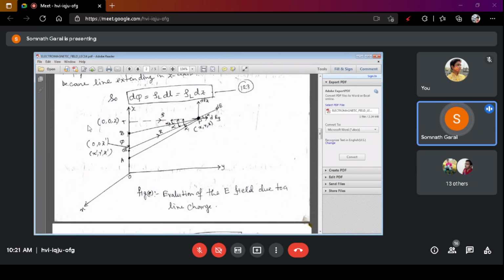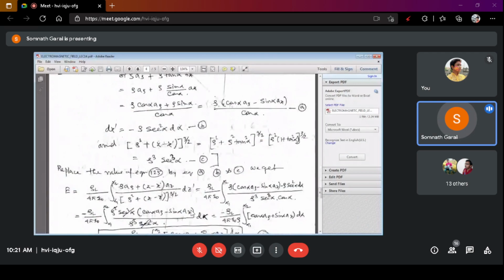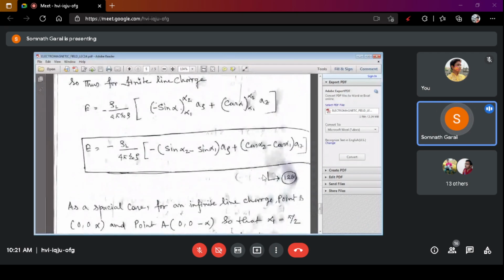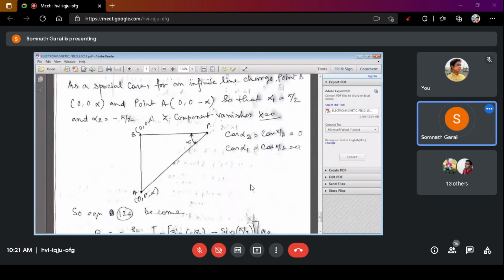Consider the angle between point A and point B. If point A is situated at this location and point B is at infinity, can you tell what the angle between A and B will be? If A is situated in the location and B is far away from there, what will the angle be? It will be 90 degrees or pi by 2.